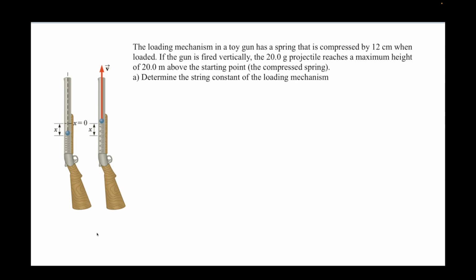A more complicated example will include all three types of energies. So let's walk through this. What we have is a toy gun that is loaded with a little pebble of 20 grams. It's right here, and they tell us it's 20 grams. So remember, whenever it's grams, we need to divide it by 1,000 to get to kilograms.